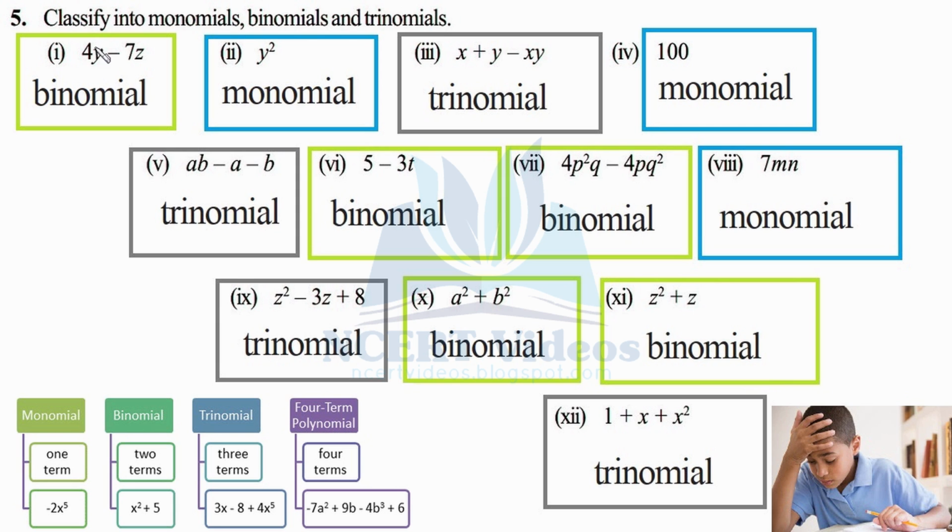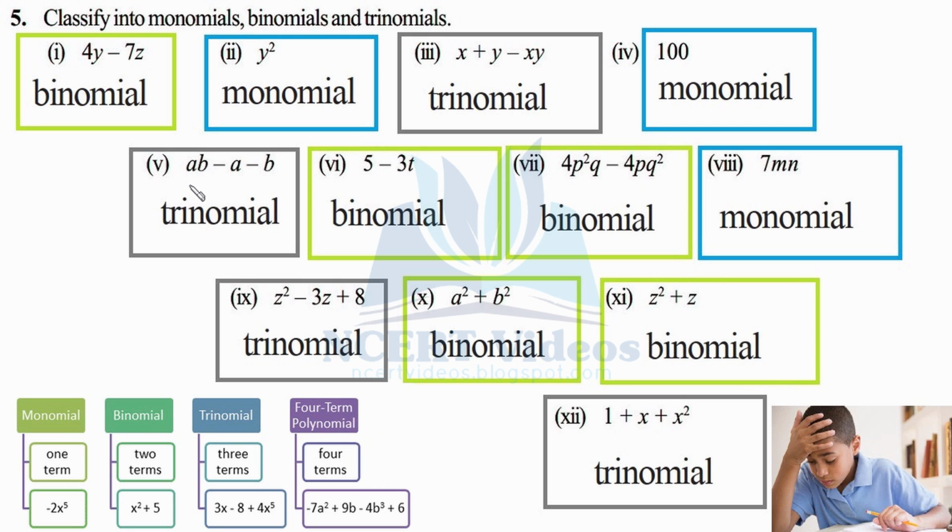First one, clearly visible. We have two terms, namely 4y and minus 7z. Therefore, it is a binomial. So here we have a monomial consisting of only one term having two factors y and y. Therefore, it is a monomial. Here x plus y minus xy. 3 terms, 1, 2 and minus xy. 3 terms. Therefore, trinomial. We have a single constant, that is 100. It is a monomial.